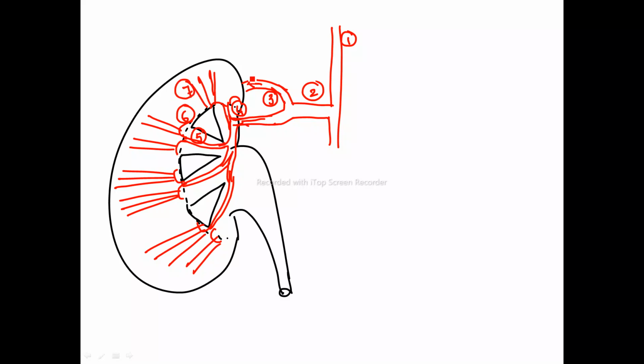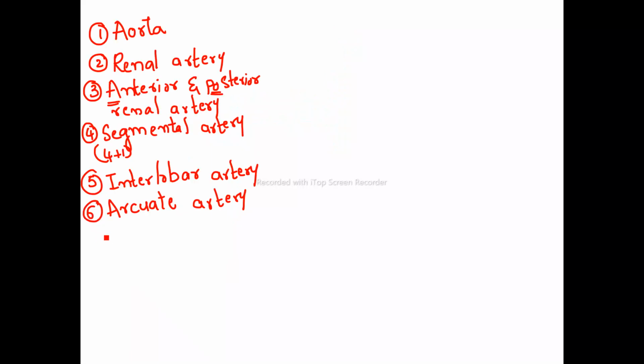The name is interlobular artery. Do not get confused. Fifth one is interlobar and this one is interlobular. Both are interlobar as well as interlobular. These are straight blood vessels, but interlobar will be in the medullary area, whereas interlobular will be in the renal cortex.